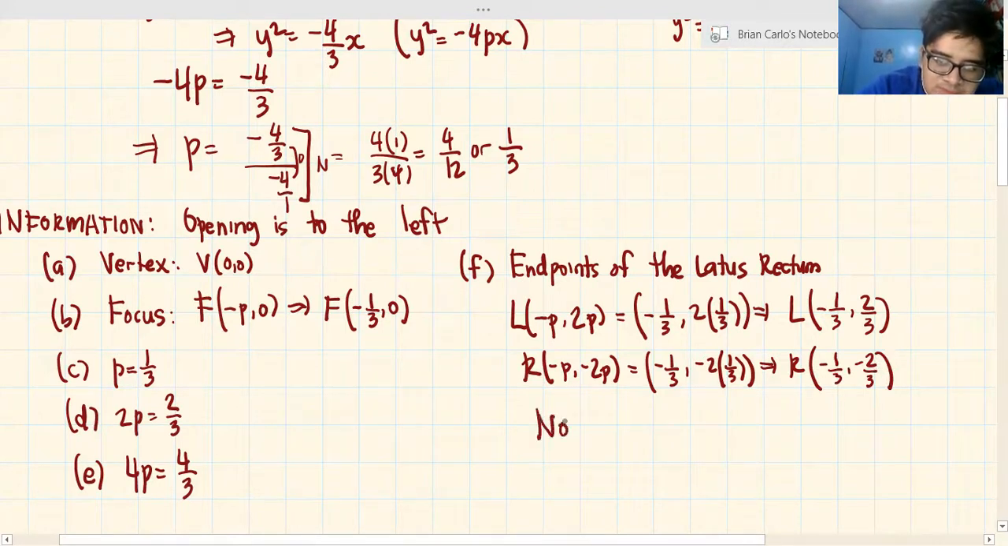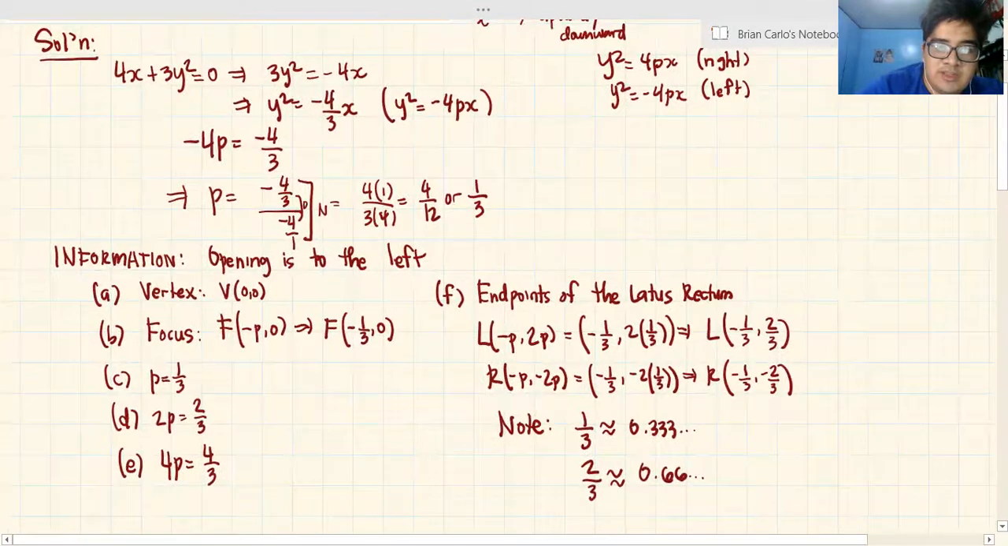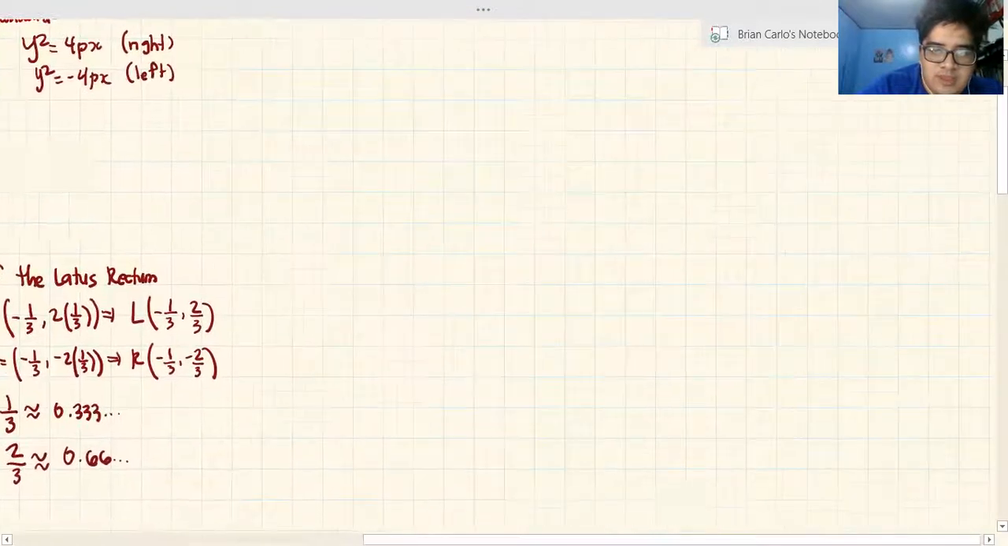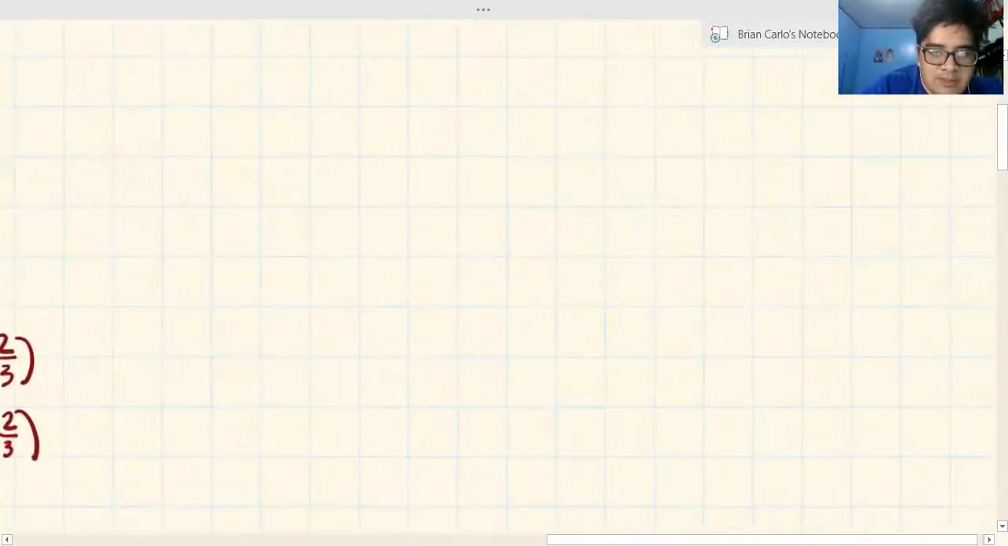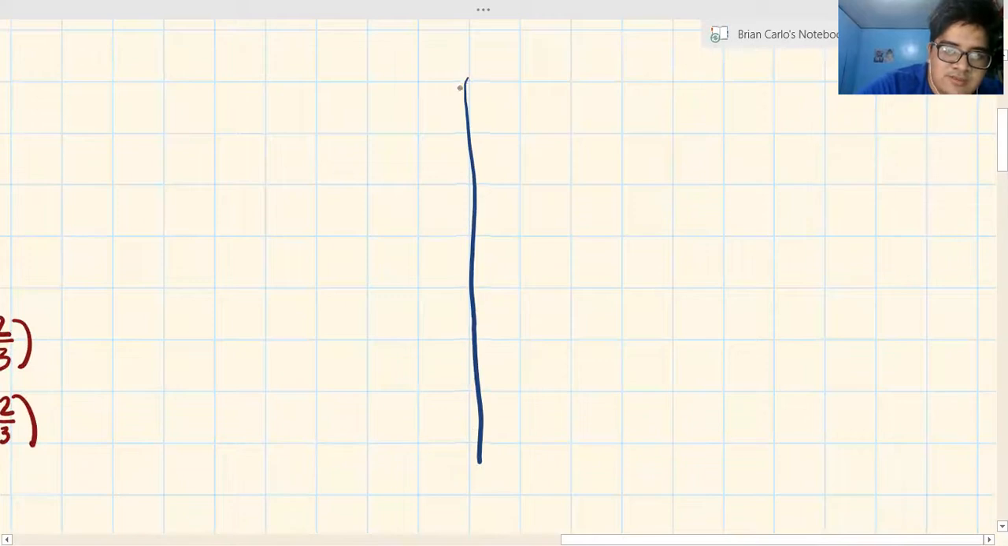And note, 1/3 is approximately equal to 0.333 and so on, and 2/3 is approximately 0.66 and so on. So ngayon, mag-graph tayo given the information that we have right here. Ito ang pinakamahirap na part dito. Ilalapit natin to. Ngayon, paano yung graph? Let's draw the x-axis and the y-axis.